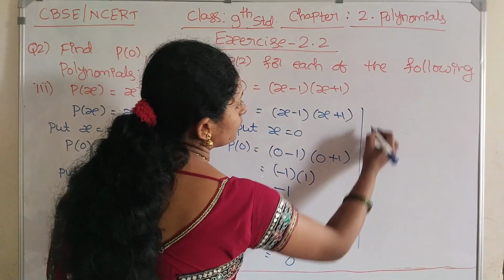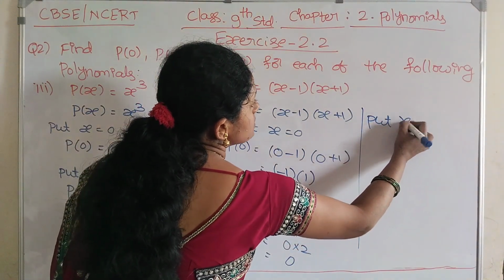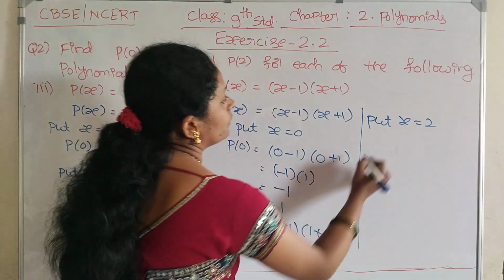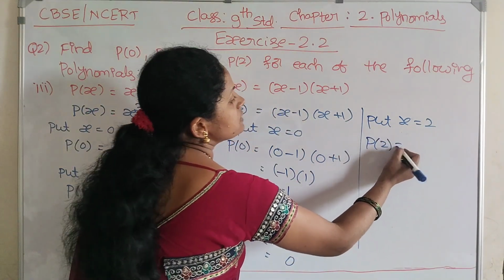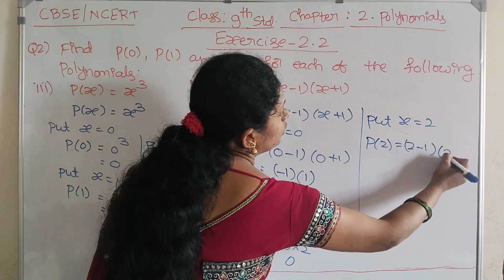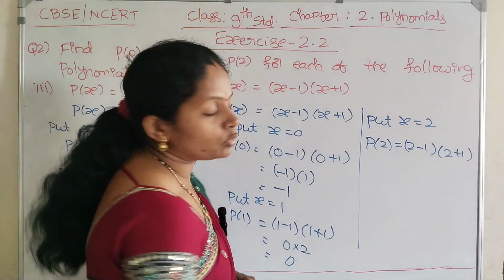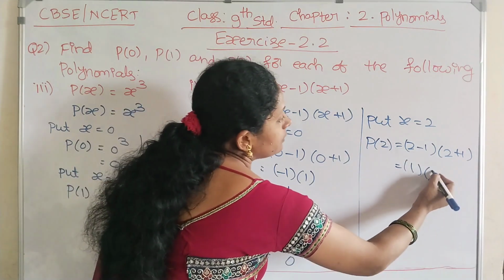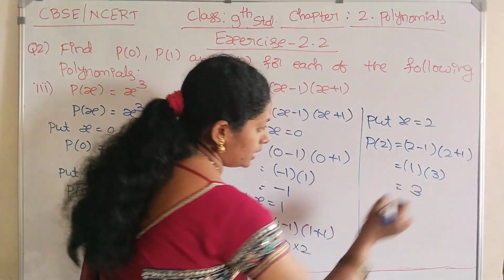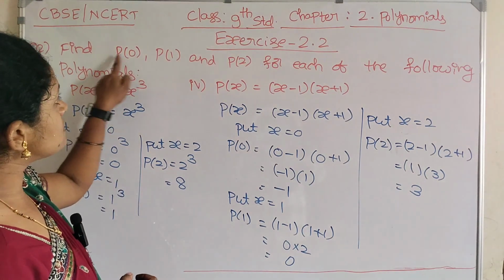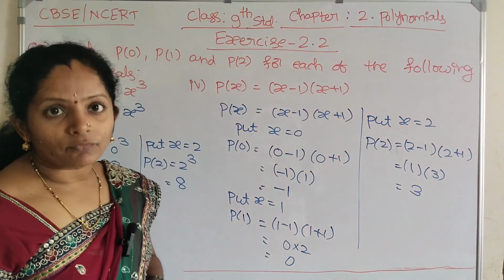Next, put x is equal to 2. Here, P of 2 is equal to 2 minus 1 into 2 plus 1. 2 minus 1 is 1, into 2 plus 1 is the 3. 1 into 3 is the 3. In this way, for all these polynomials, we got P of 0, P of 1 and P of 2.